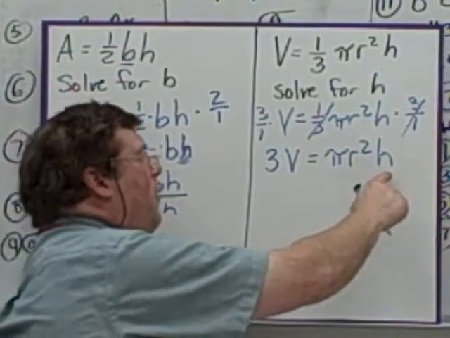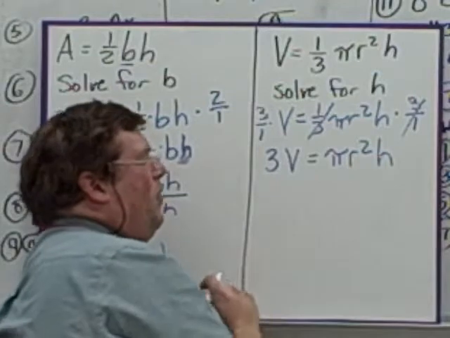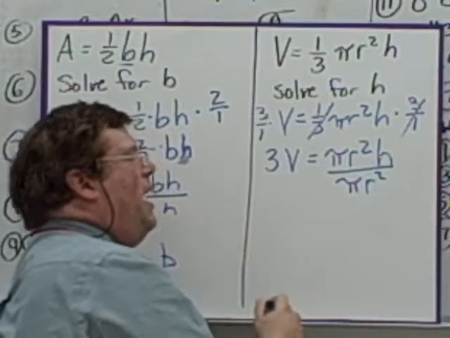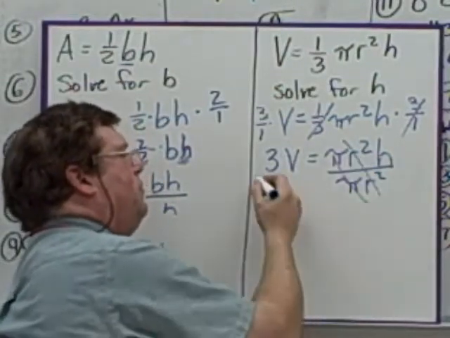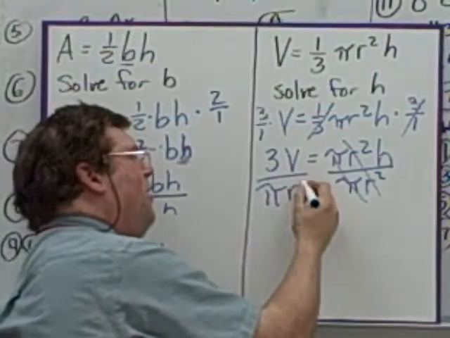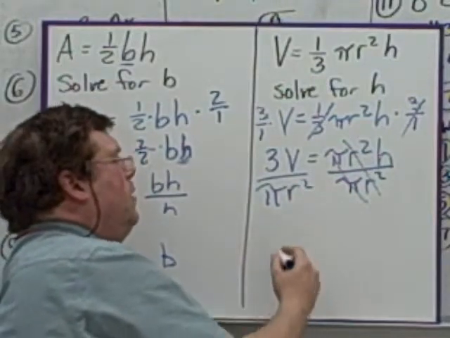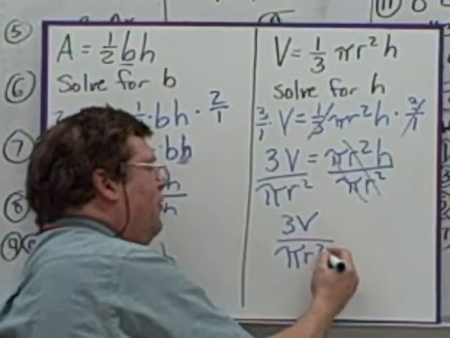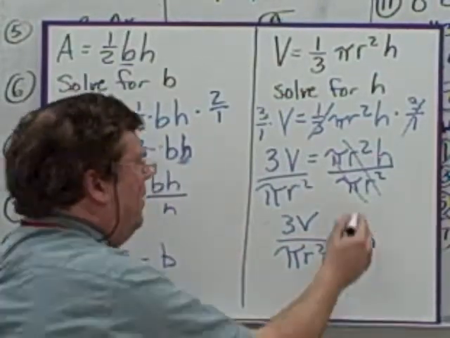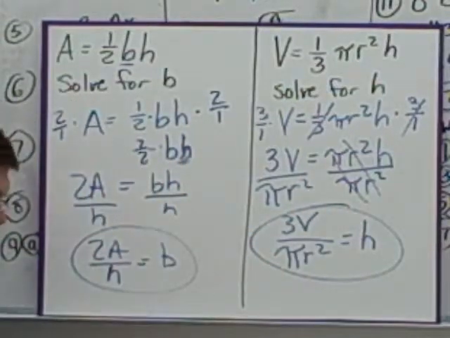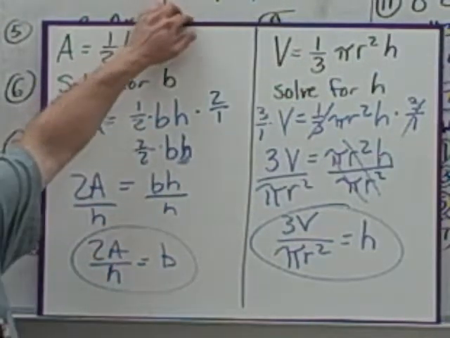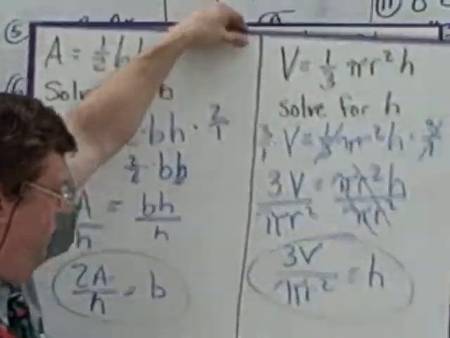I want h. Everything here is multiplying by that h. So let's divide by everything there but the h. So we get divide by pi r squared. These two will cancel. Over here, you have to divide by pi r squared here. You're left with 3v over pi r squared is equal to h. There's your final answer. Again, notice how none of these are working out to be a variable equals a number. Not going to happen when you're solving literal equations.